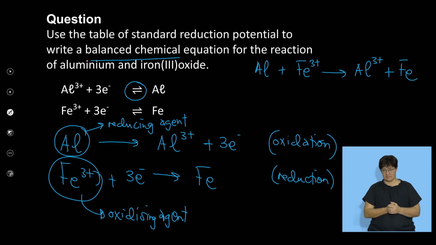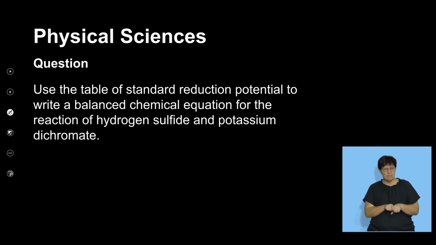We can also look at different examples by making reference to the standard reduction potential tables. But if we are to keep track in terms of balancing, let's also pay attention to the electrons involved in each of those half reactions.